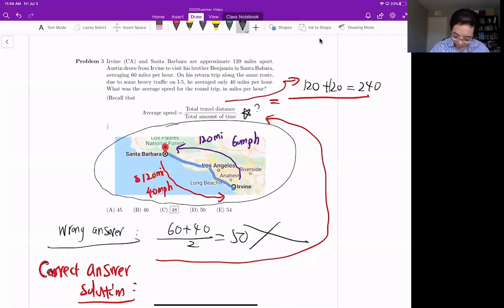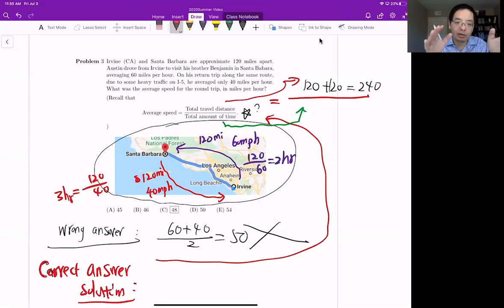All right, so what is the total amount of time? Then you need to add all the hours together. First of all, if you go from Irvine to Santa Barbara, it's 120 divided by 60. So this is 2 hours. Okay, so that's one way. And the other way back is 120 divided by 40 miles per hour. So that's 3 hours, right?